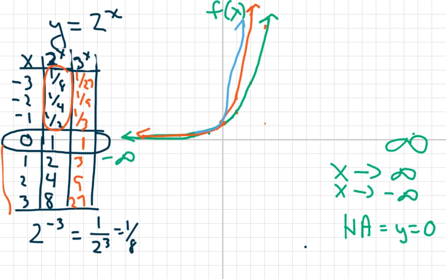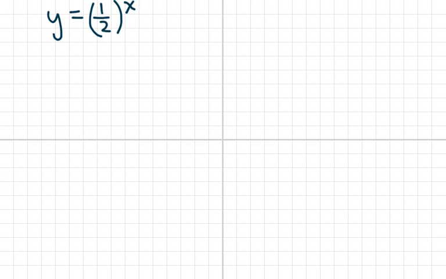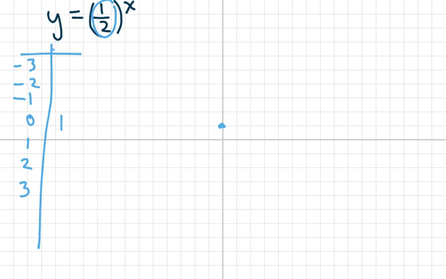Let's do the ones where a is in between 0 and 1, that is, it's a fraction here. So basically, I'm going to do -3, -2, -1, 0. Anything to the 0 power equals 1. So the y-intercept is always 1, right here. And we're going to do 1, 2, and 3. So 1 would be 1/2. This is your x. This is your 1/2 to the x. This would be 1/4. This would be 1/8.